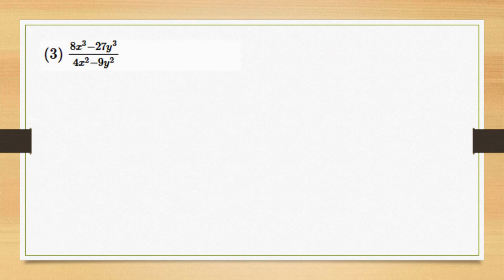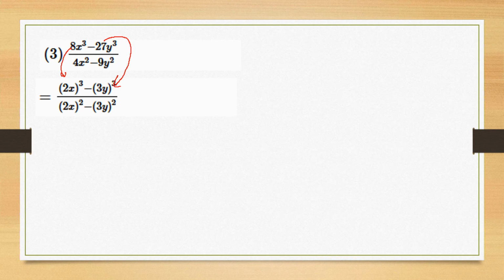If we see the third sum, it is 8x cubed minus 27y cubed upon 4x square minus 9y square. Now here we know the cube of 8 is 2. So the first term we write it as 2x the whole bracket cube. The cube of 27 is a cube of 3. So this will write it as 3y the whole bracket cube.